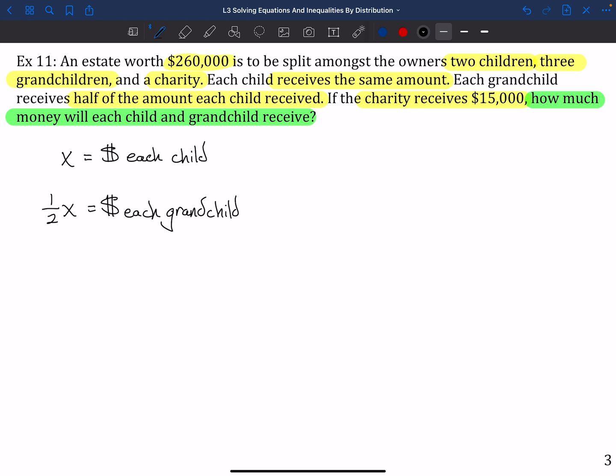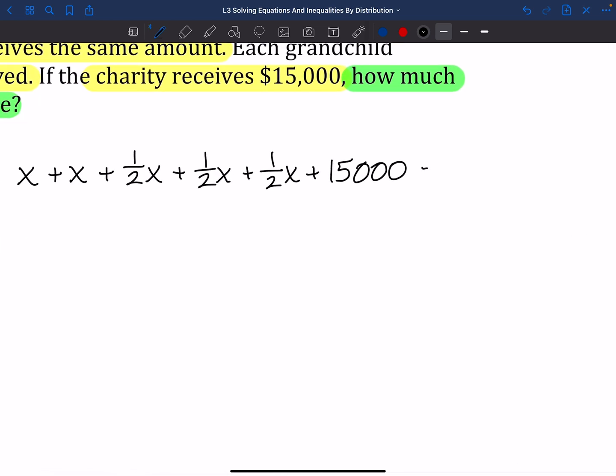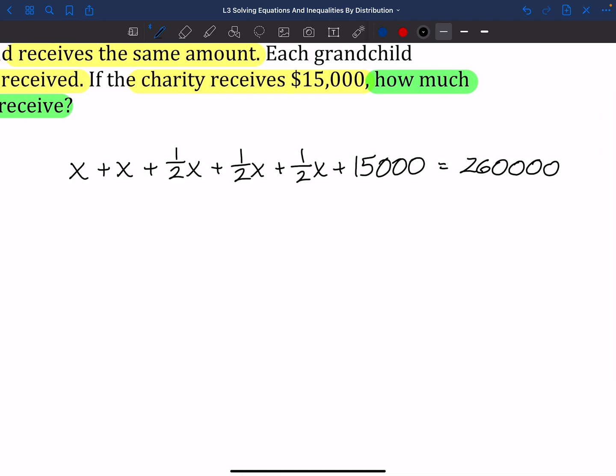So let's put all this together. There are 2 children, so that's x plus another x, right? We don't know what that amount is yet, but we know that we're having 2 of them. There are 3 grandchildren, so we're going to add on a 1/2 x for each one. And then the charity, which is getting $15,000. All right. Altogether, that's going to account for the entirety of that $260,000. All right, so I'm going to put $260,000 on the other side. Okay. So this looks a little bit gross, I will admit.